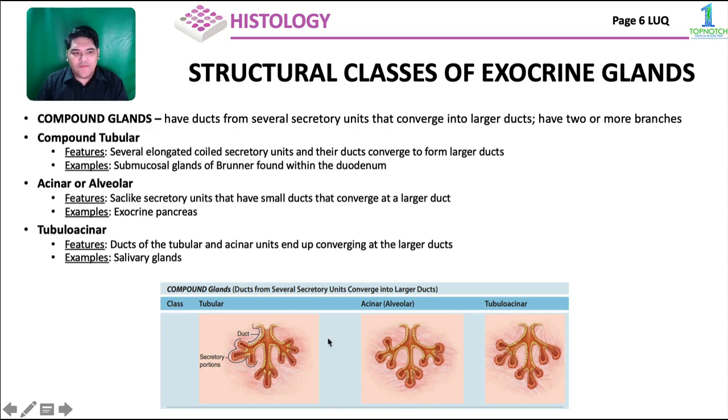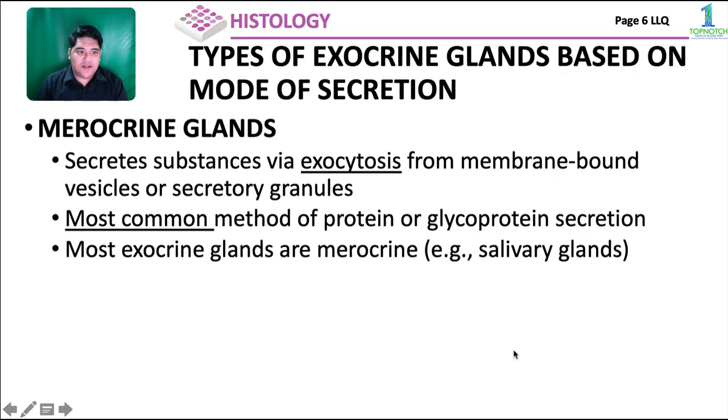Now, your acinar alveolar naman, it's in your exocrine pancreas. Exocrine, kasi iba pa yung endocrine pancreas. And then your tubulo-acinar in your salivary glands. Okay? So, those are your structural classes of your exocrine glands.